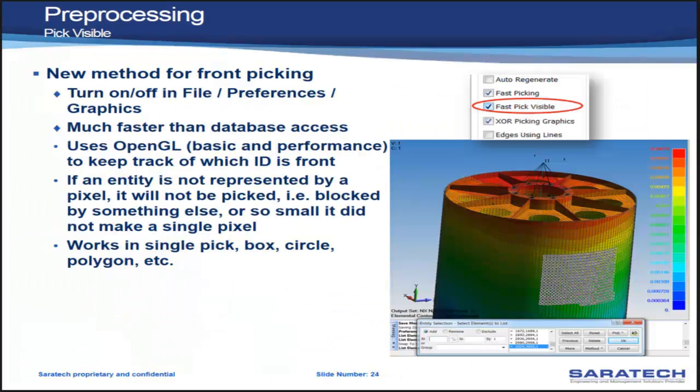There's a fast pick visible option that is in the File Preferences graphics window, and this will allow you to only pick the front face of an element instead of all the stuff that comes behind it. So this really works in single pick as well as box, circle, and polygon and so on. And it's a useful tool when you're trying to select elements without any geometry associations.